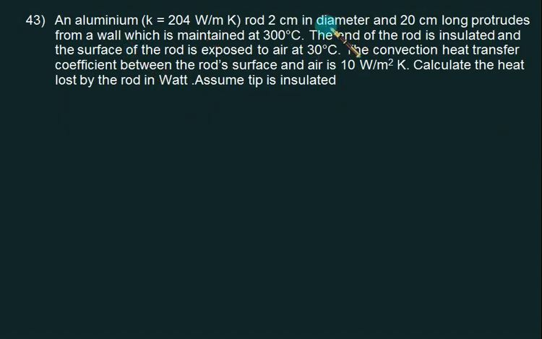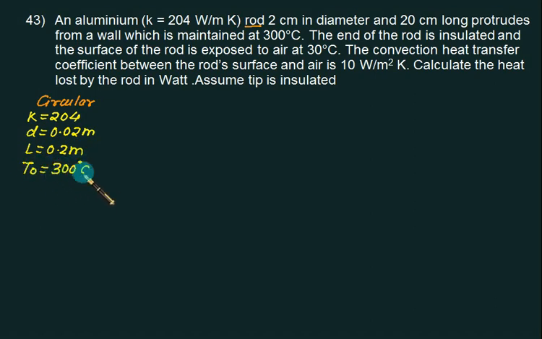In this numerical, we have aluminium, k equal to 204, rod 2 cm in diameter. We have a rod, so we have a circular cross section. Thermal conductivity is equal to 204. Diameter is 2 cm, that is 0.02 meter. It is 20 cm long, so L equals 0.2 meter. The wall is maintained at 300 degrees Celsius, so we have T0 equal to 300 degrees Celsius. The end of the rod is insulated, but we'll confirm this. The value of T infinity is equal to 30, h equal to 10, and he says to assume the tip is insulated.